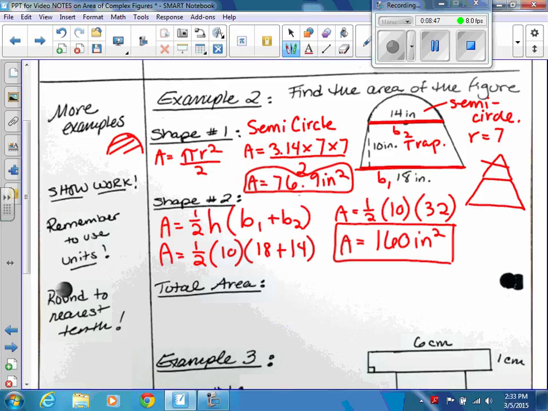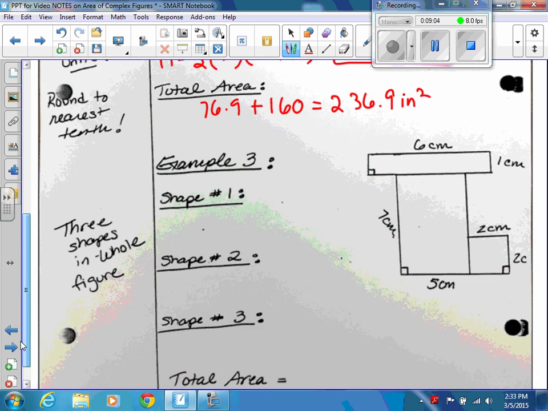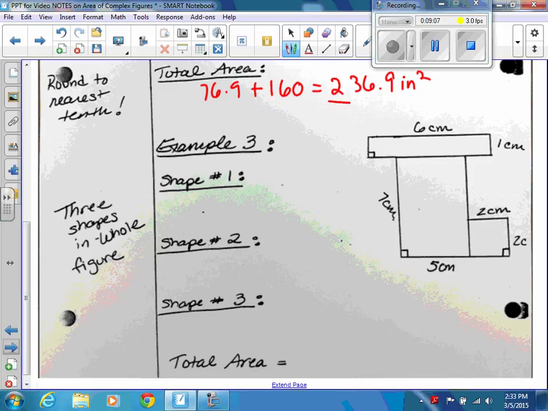I've got my 76.9, and I need to add that to my 160. And when I do that, I get 236.9 inches squared. So there's my final answer for the total area of that figure. So actually, I should circle that. Okay. Now we have another one.